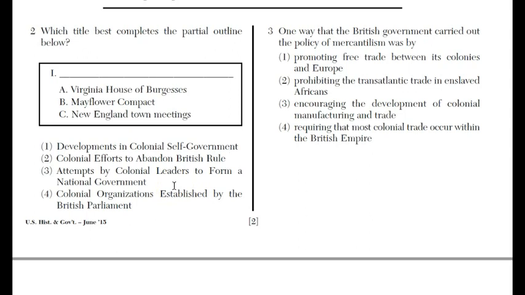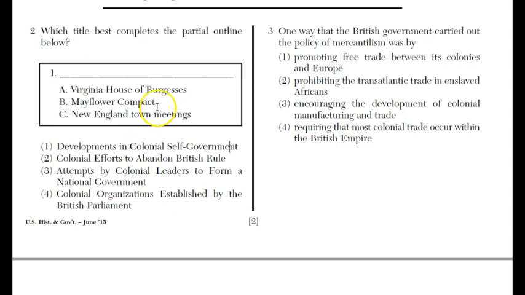Attempts by colonial leaders to form a national government. Well, it's the Virginia House of Burgesses, it's New England town meetings, and the Mayflower Compact applied really only, not even to the whole colony of Massachusetts, but only to one part of it. So there's no national government going on there. Colonial organizations established by the British Parliament. In fact, none of that was the case.